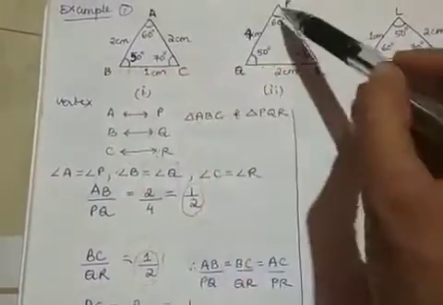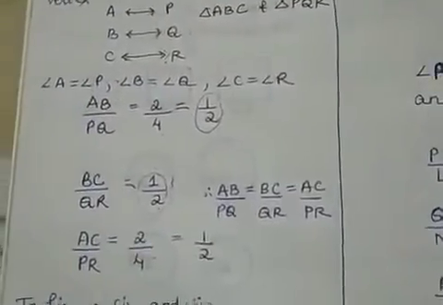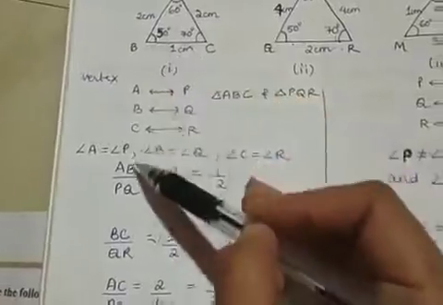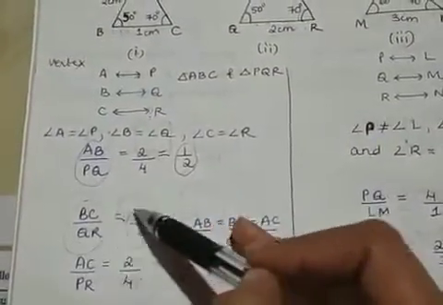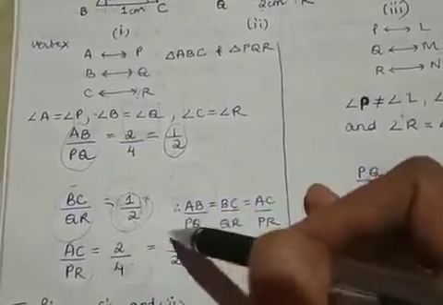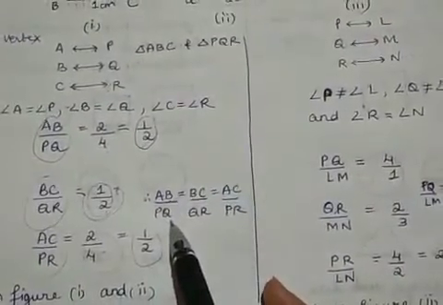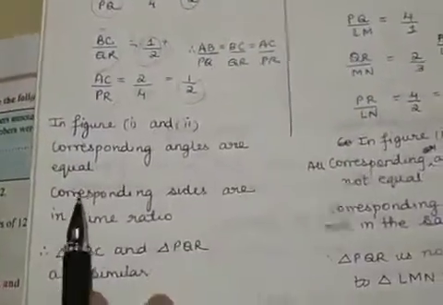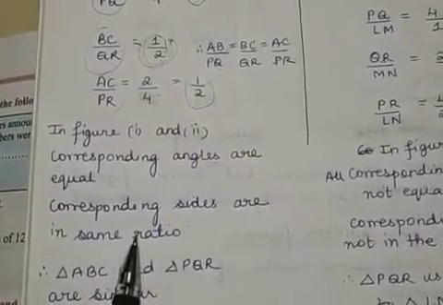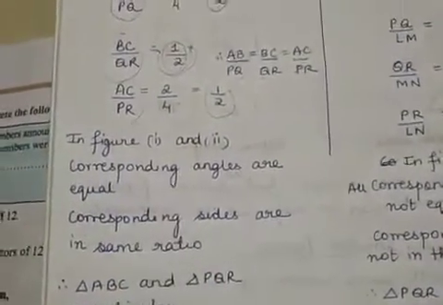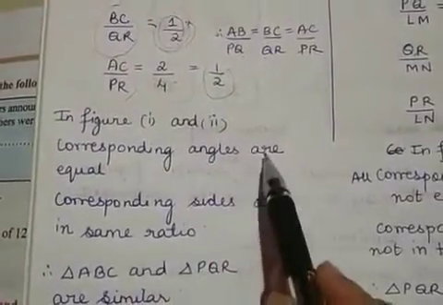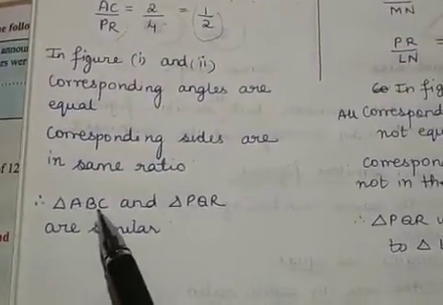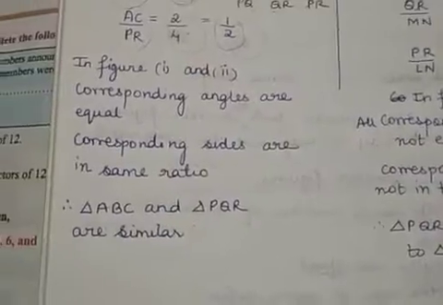What about AC and PR? AC upon PR is 2 upon 4, which is equal to half. So you see the ratio of this side is half, the ratio of these two sides is also half, and the ratio of this is also 1:2. So AB upon PQ is equal to BC upon QR is equal to AC upon PR. So you can say that the corresponding sides are in the same ratio. So both the rules are satisfied, right? Corresponding angles are equal and corresponding sides are also in the same ratio. So I can say triangle ABC and triangle PQR are similar.